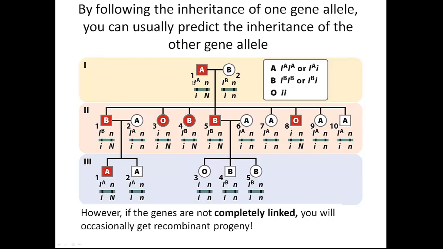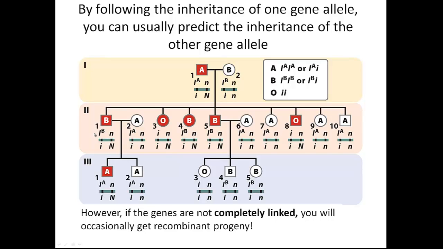So if you look, what you can see is that individuals got one chromosome from one parent, one chromosome from the other parent. And so if we look at this individual, this first son right here, what we can see is that he has type B blood.